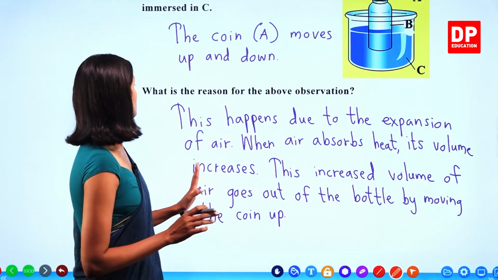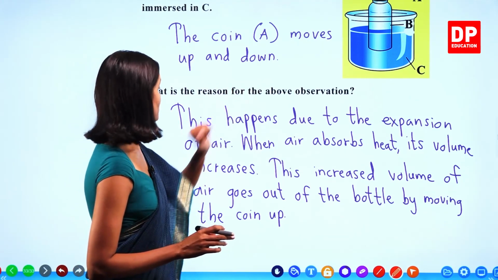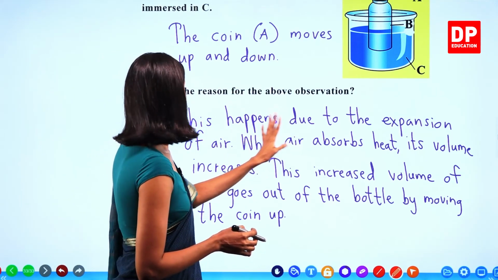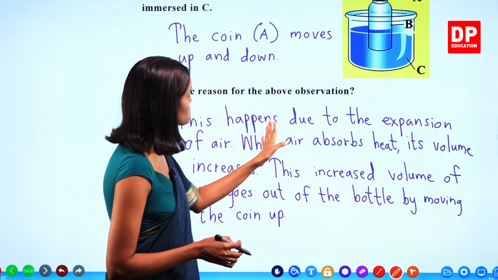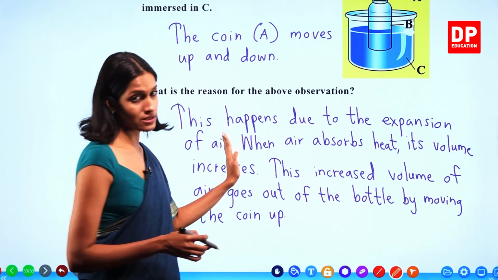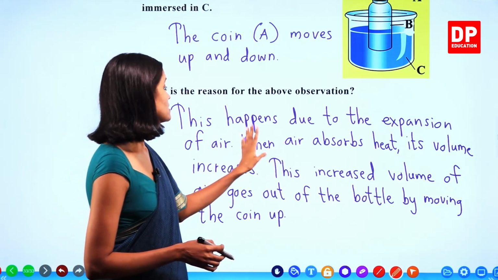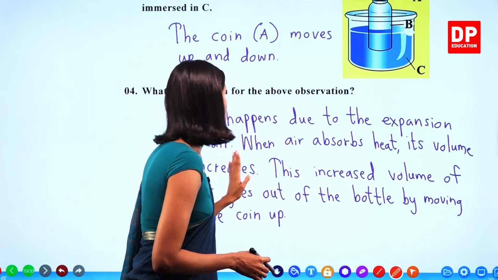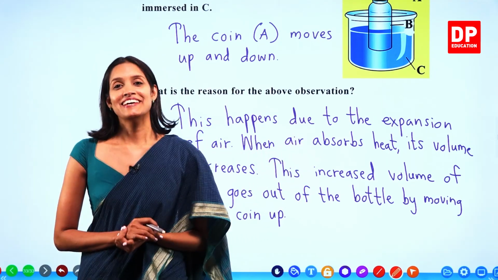Right? What is the reason for the above observation? The movement of the coin. This happens due to the expansion of air. When air absorbs heat, its volume increases, expands, right? This increased volume of air goes out of the bottle by moving the coin up. Right, children?